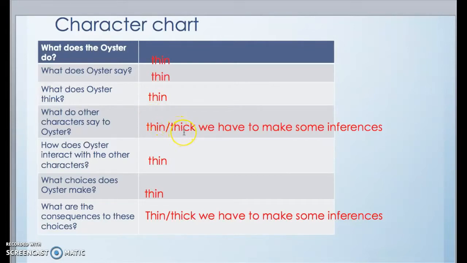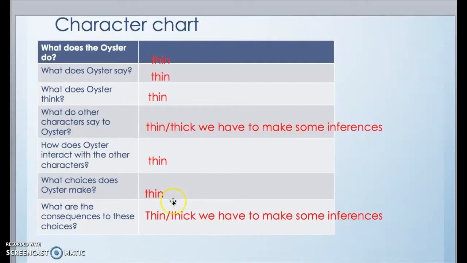What do other characters say to Oyster? And here we have to make some inferences, okay? Because again, it's all hearsay, so some of them we do make some inferences on what they are saying and interpreting what they are saying. Not just, okay, this is what the WPA man said, but what did he mean when he said that? So we do some interpretation there. How does Oyster interact with others? Again, that's a pretty thin question because we can point, this is how he reacts when the WPA is discriminating against his son. This is how he acts after he has the discrimination, when he can't work for the WPA. What choices does he make? Again, thin questions. What are the consequences to these choices? And again, we're making some inferences here.